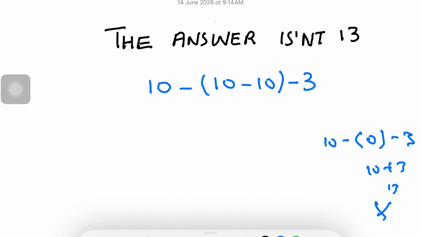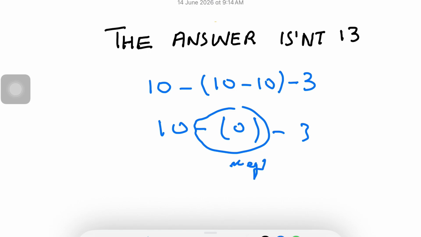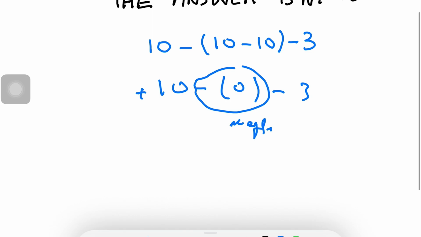By calculation and by the calculator we are using, we get another answer. So how to solve? 10 minus 10 minus 10, so here 10 minus 10 is 0. Okay, and minus 3 is the same. So now this zero value is neglected. Okay, neglect this zero value, then positive 10 and minus 3. So when we take positive 10 and minus 3, we get the answer 7. So the final answer of this question is 7.